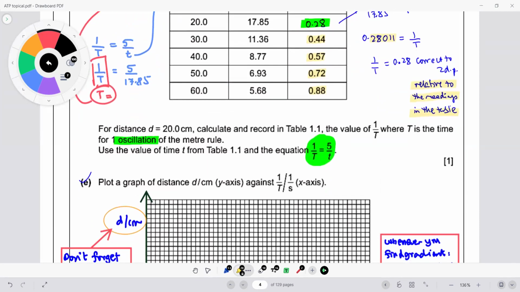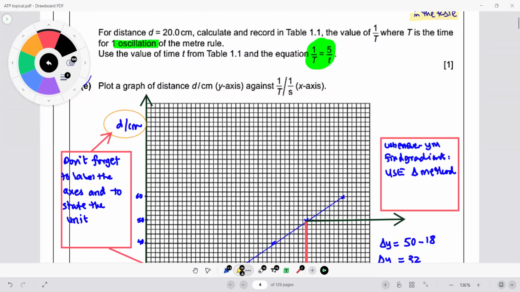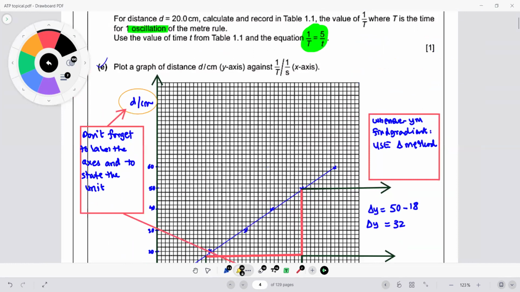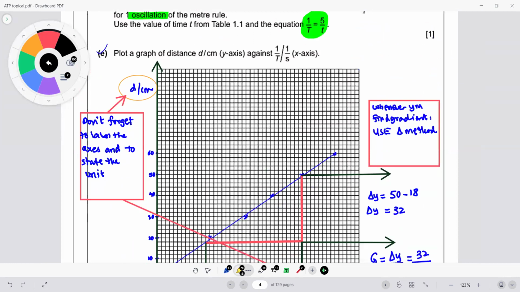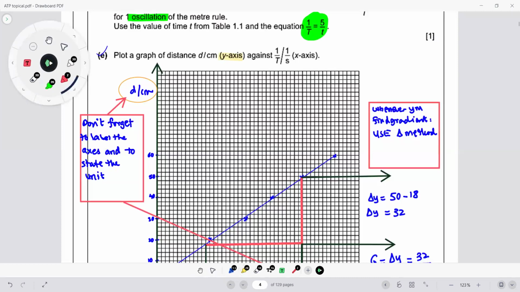I'm sure you know all of this, but these things matter a lot. 1 markers can lead to a loss of grade marks, right? Plot a graph of distance d centimeters on y-axis. So what I've seen out of my experience, some students forget to label the y-axis and x-axis at all, or they take different values.